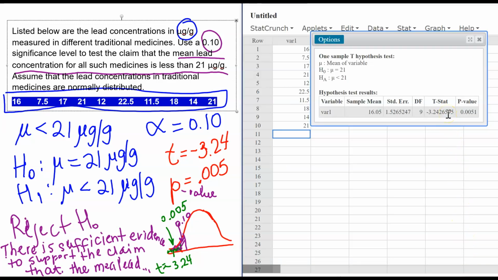And here's our data. The t-statistic is negative 3.24, rounded to 2 decimals, and the p-value is 0.005 if we round it to 3 decimals. Therefore, we make the same conclusion: reject the null hypothesis, because the p-value is smaller than the significance level. The conclusion will be there is sufficient evidence to support the claim that the mean lead concentration for all such medicines is less than 21 micrograms per gram.